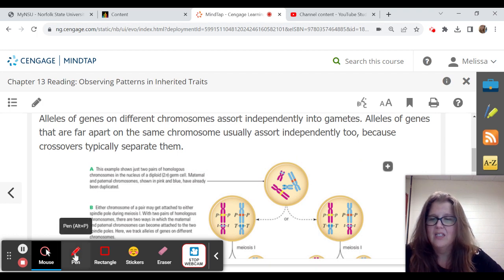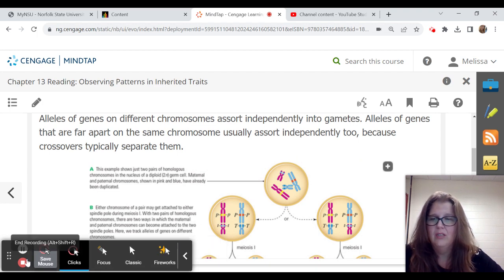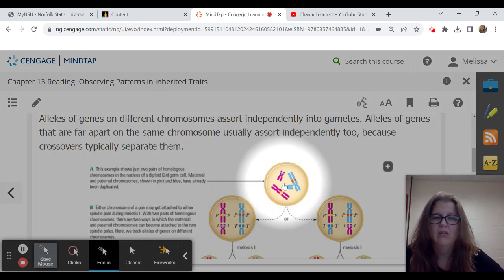So we have this particular cell right here, and you can see the chromosomes. This is just showing a couple pairs of homologous chromosomes. We have pink and blue. They've been duplicated, which is why we have the X: the pink with a little bit of blue, the pink with a little bit of yellow, the blue with the darker blue, and then the blue with the orange. And we have 2 copies of each.